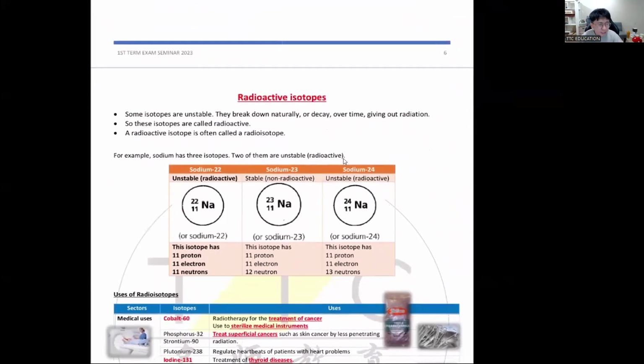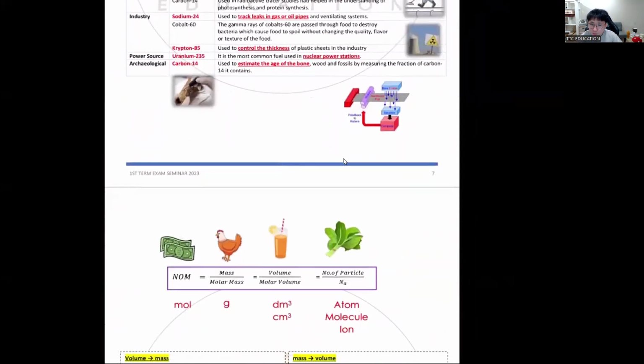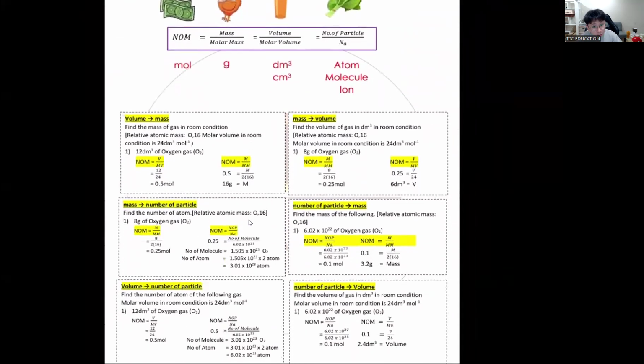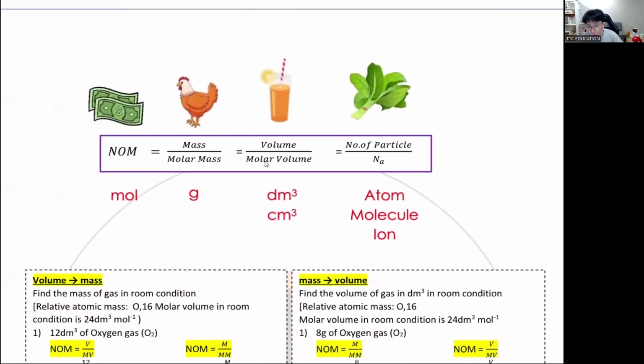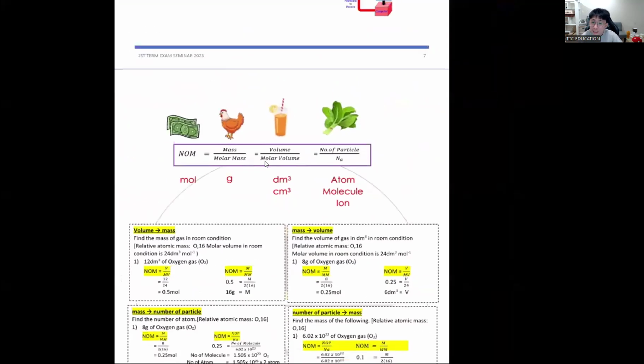This one has a low chance of being asked, but you kind of need to memorize which one gives you what radiation, this and that. And then going down, you see examples, and then calculation comes into play. Remember the 3 formulas we learned here? Mass over molar mass, volume over molar volume, this and that.